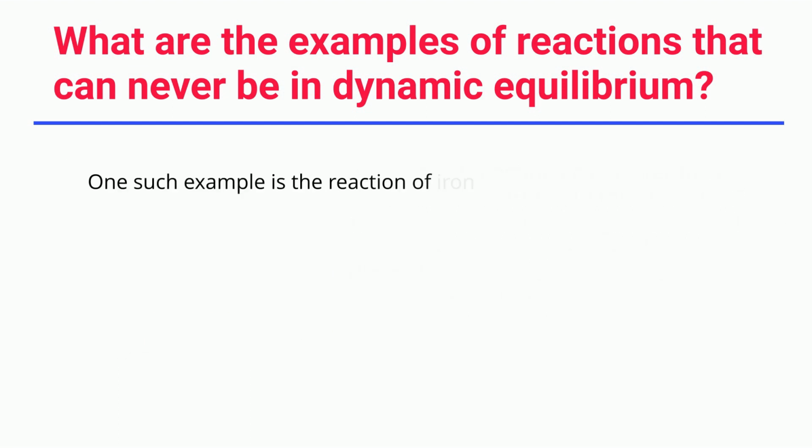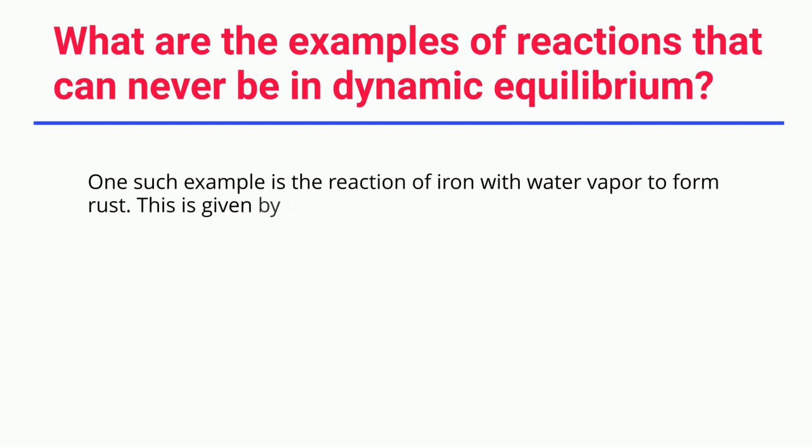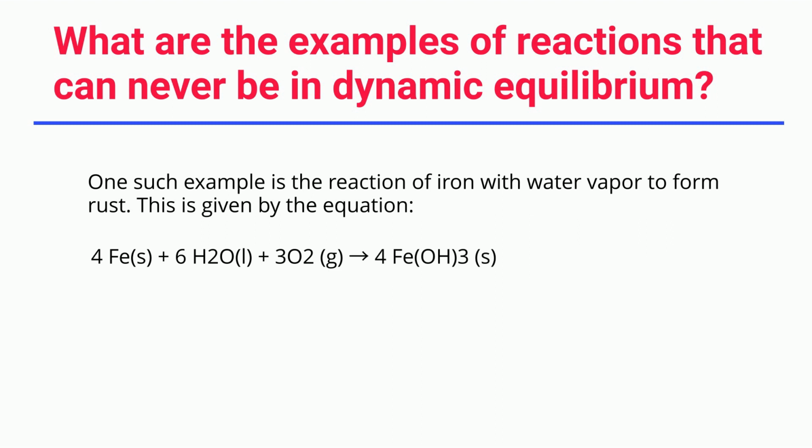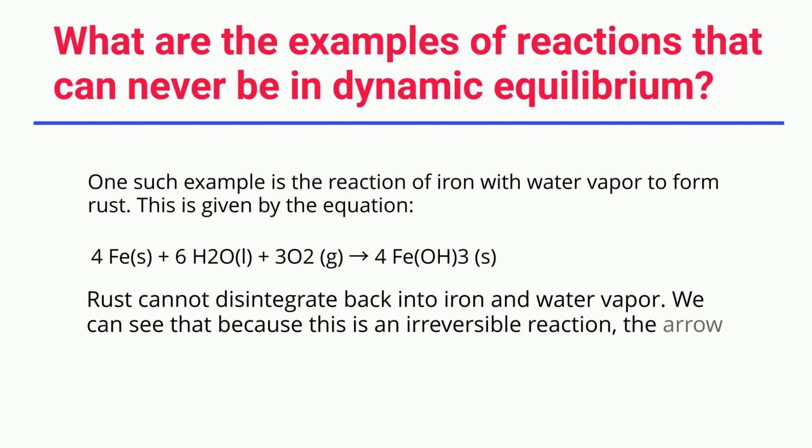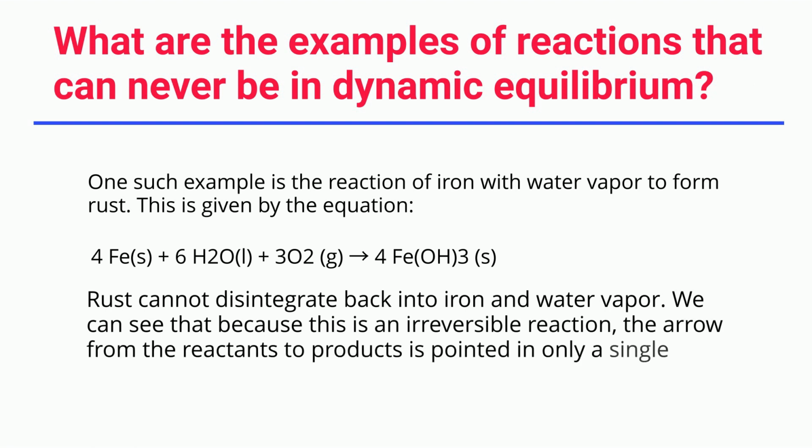One such example is the reaction of iron with water vapor to form rust. This is given by the equation 4Fe + 6H2O(l) + 3O2(g) → 4Fe(OH)3(s). Rust cannot disintegrate back into iron and water vapor. We can see that because this is an irreversible reaction, the arrow from the reactants to products is pointed in only a single direction.